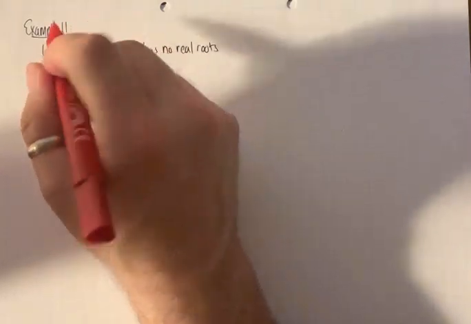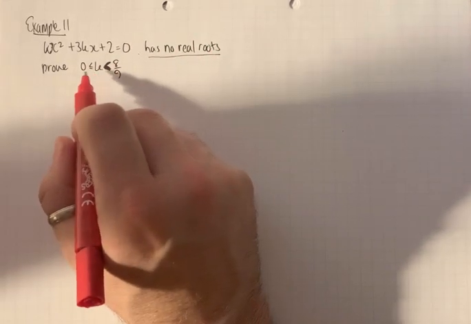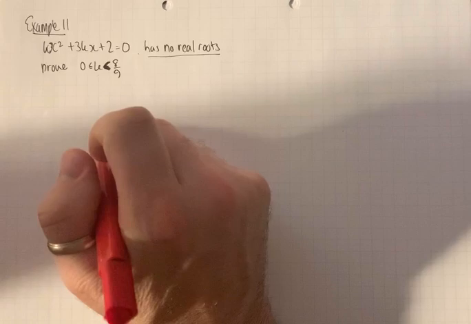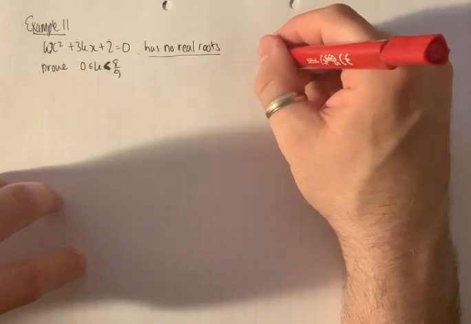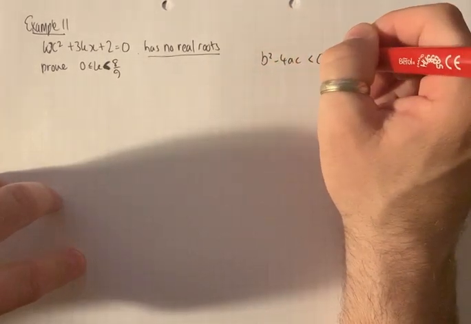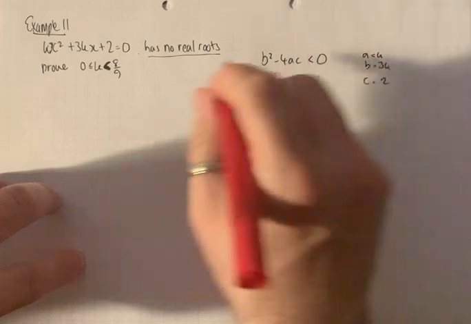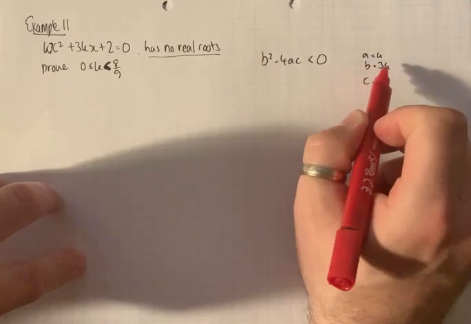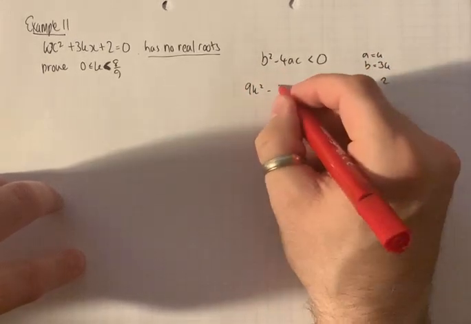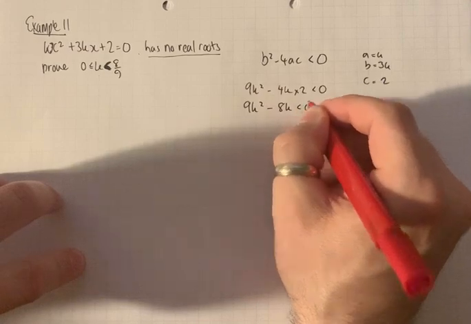Example 11. We've got kx squared plus 3kx plus 2 is 0 has no real roots. Prove k is between 0 and 8/9 inclusive of the 0. Okay, our first clue how to do this is this statement has no real roots. You need to go back to that meaning b squared minus 4ac must be less than 0. So a is k, b is 3k, c is 2 because it's equal to 0. So we get, now be careful because lots of people here will put 3k squared. It's all of 3k squared, which is 9k squared, minus 4k times 2 is less than 0. 9k squared minus 8k is less than 0.